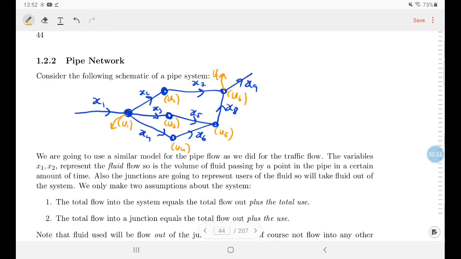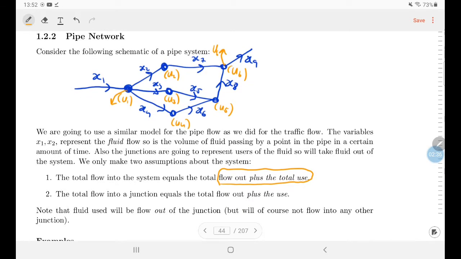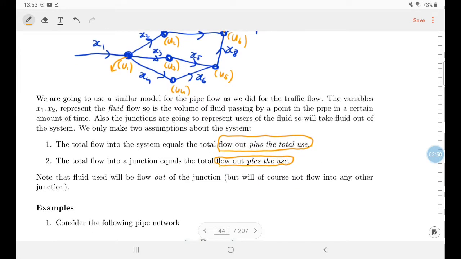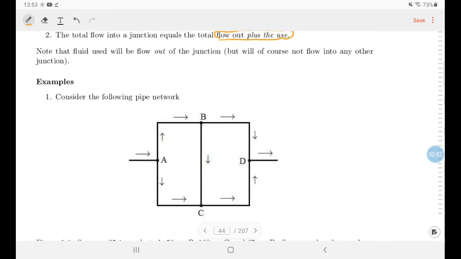Flow into the system equals the flow out plus the total use. So in a junction, the flow in is equal to the total flow out plus the use. So we're just considering the use really as a flow out. Right. So it's pretty much the same after that.